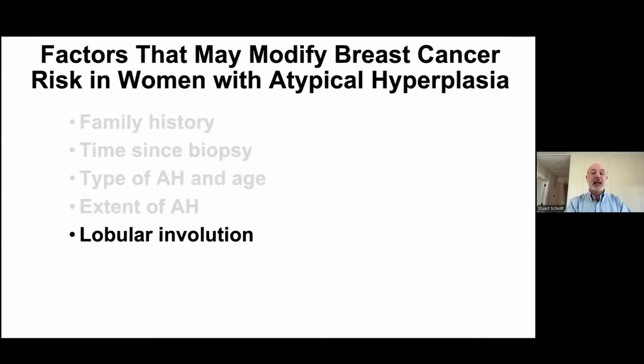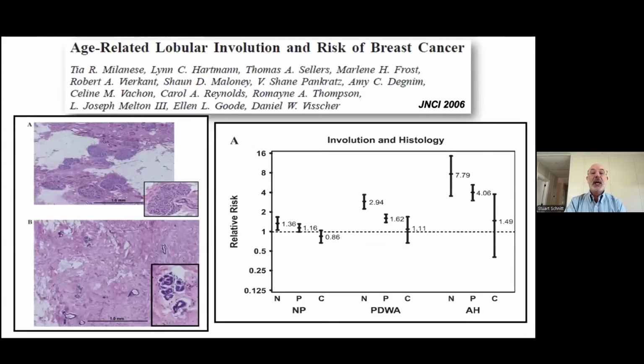Now, what about lobular involution? You heard something about that a little earlier. As women age, the lobules, or these little glandular structures in the breast, get smaller and involute. And in a very nice study from the Mayo Clinic, they found that age-related lobular involution had an impact on the risk associated with different forms of benign breast disease.